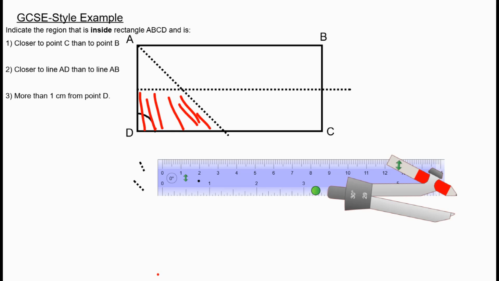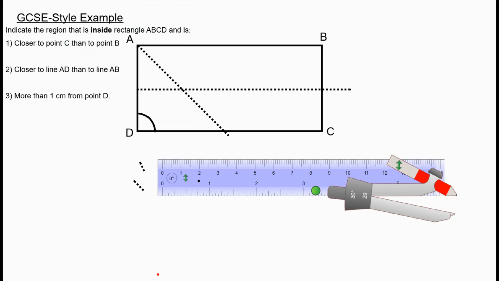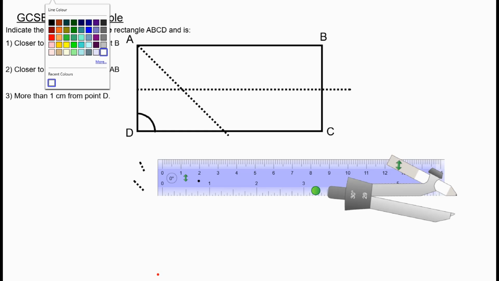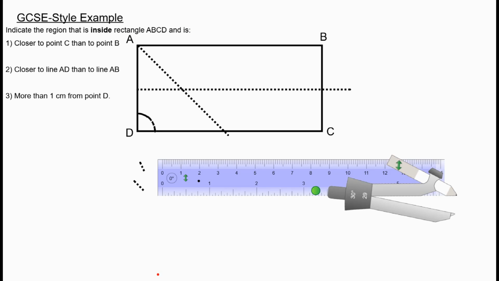But we also need to be more than 1 centimeter from point D. So we also need to be outside of the arc drawn with D. So we should be here. And before I finish shading it in, I should say this ought to be a dotted line really. So let me just make this a dotted line. Yeah, this little arc with D should be a dotted line because it's more than a centimeter.